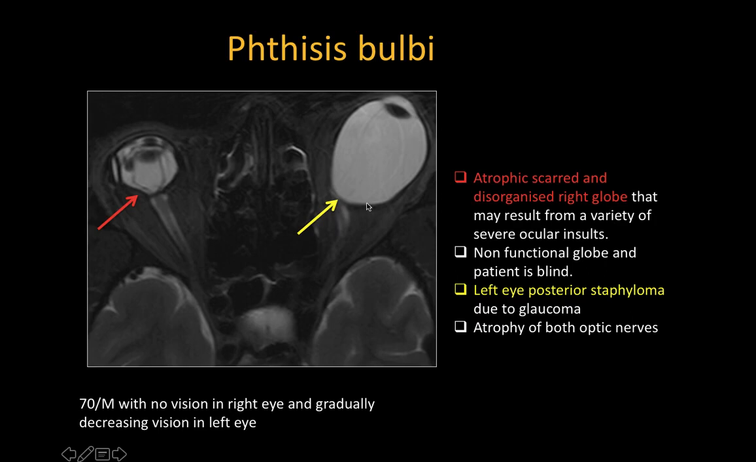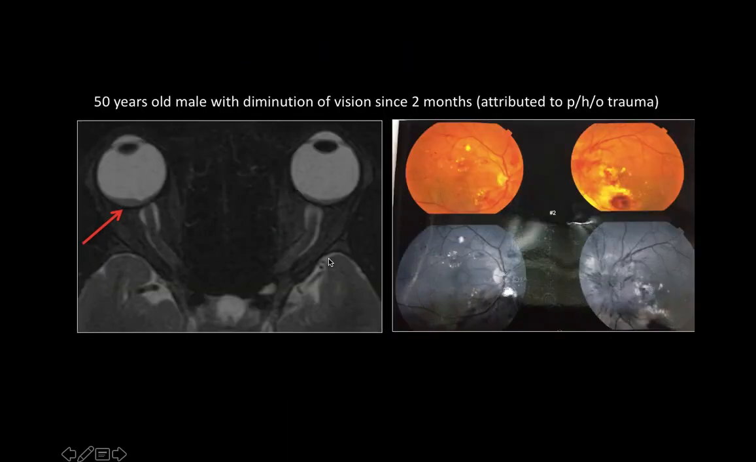Now, here on the left side, the patient had gradual reduction in vision. This is because of posterior staphyloma. There is thinning and stretching of the uveoscleral coat along with posterior staphyloma. So, this is because of glaucoma, and also note the atrophy of the left optic nerve.